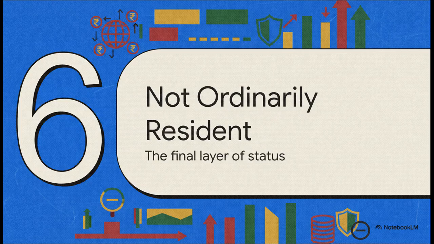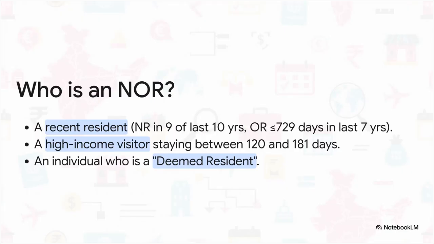So once you figure out that you are a resident, there's one more question to ask. Are you ordinarily resident or not ordinarily resident? This little subcategory, NOR for short, can give you some amazing tax benefits, especially on foreign income. So, who gets this special NOR status? Well, it's for a few specific groups.